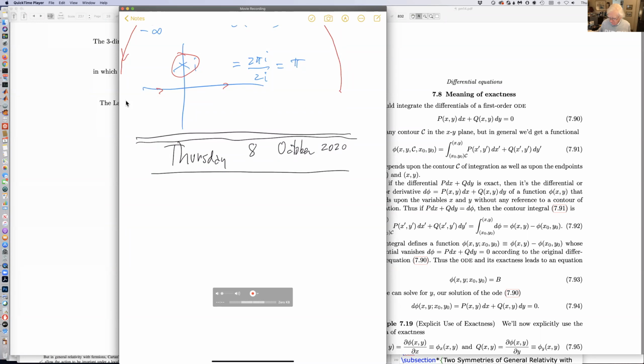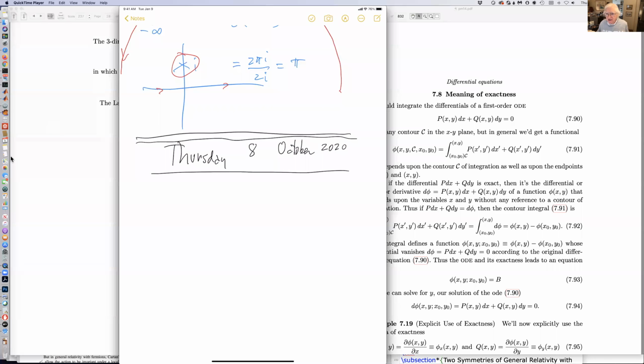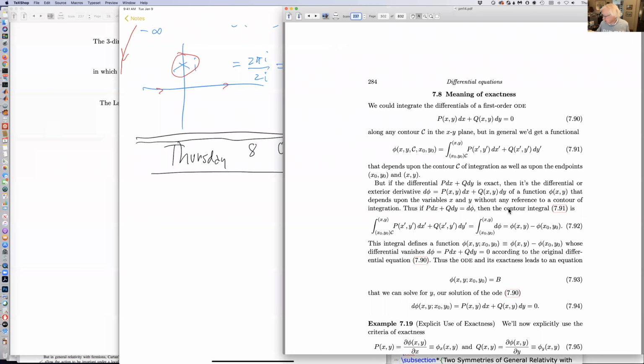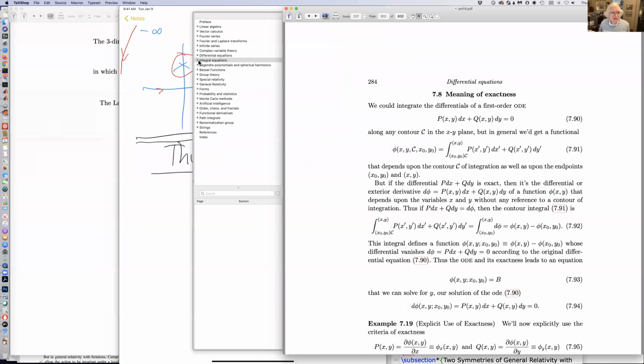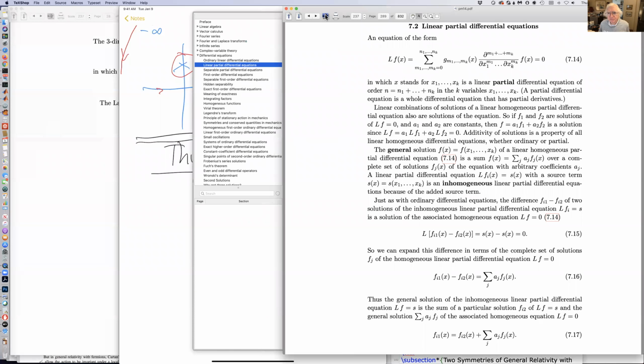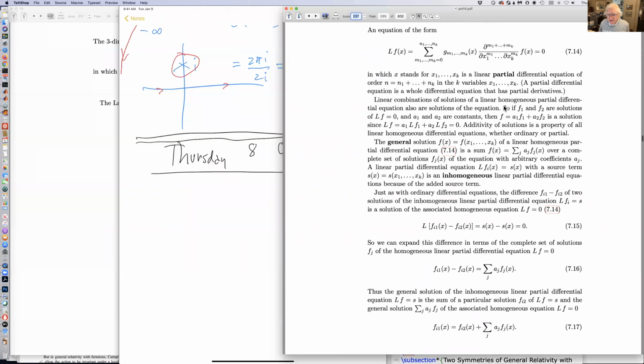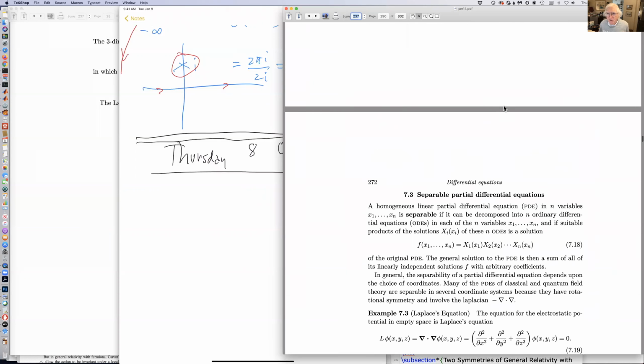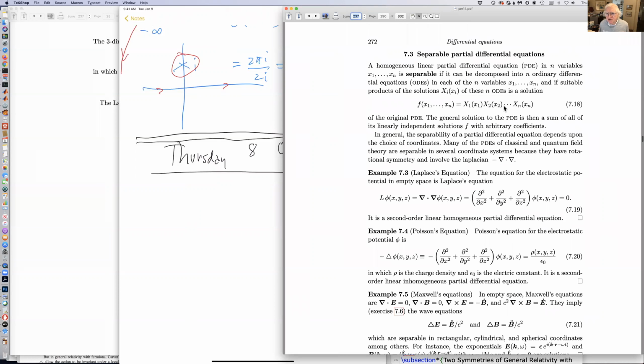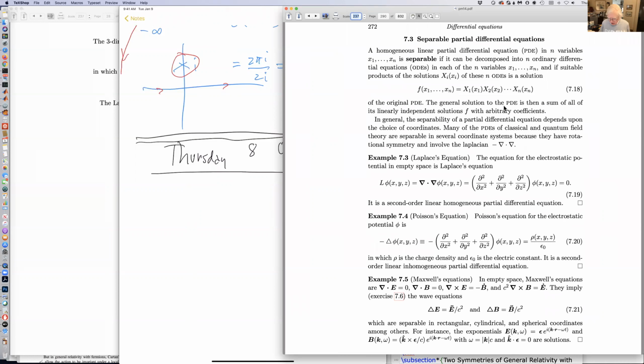Okay, so let me go back to the section that we were in. Let me get rid of this damn thing. It'll come back, of course. So let's go to differential equations. We were basically here, and I think we had finished that, and so we're up to the issue of separable partial differential equations.